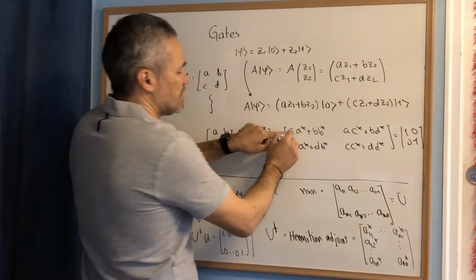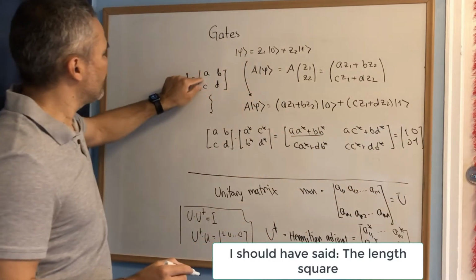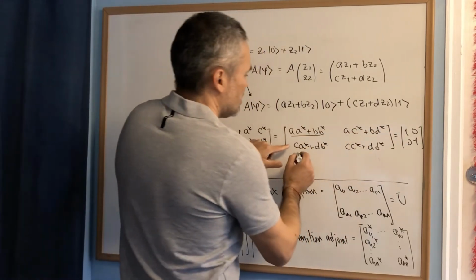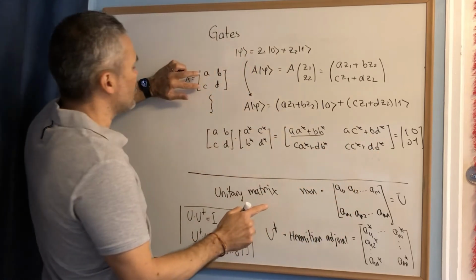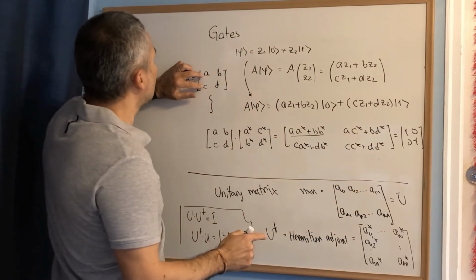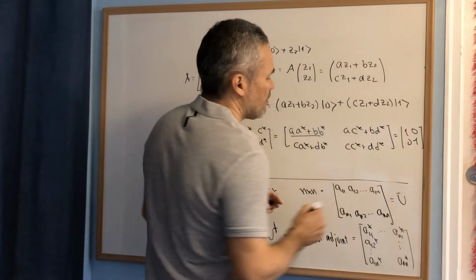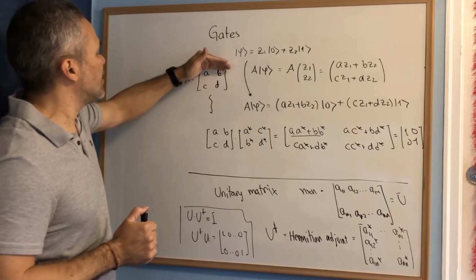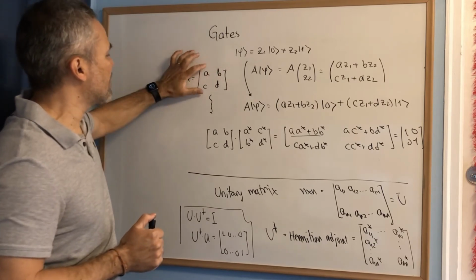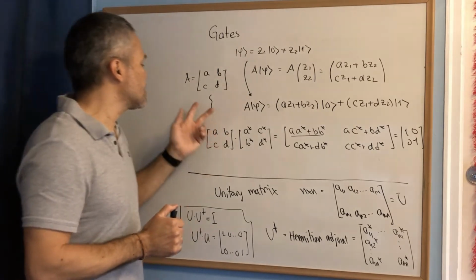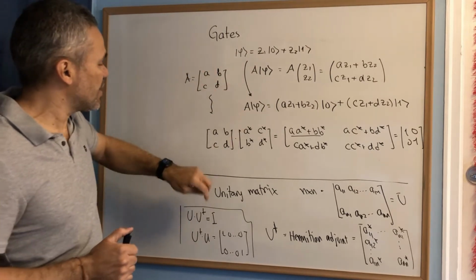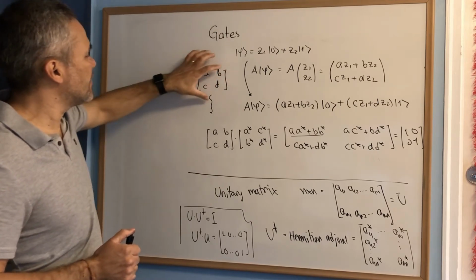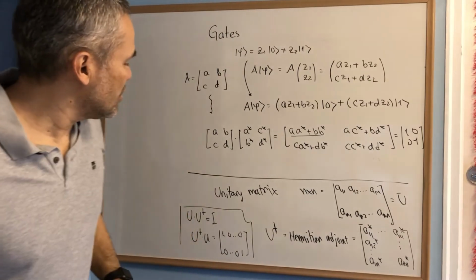But that means that this, which is the length of this row, must be 1, and this, which is the inner product of these two rows, must be 0. That means that a 2 by 2 matrix is a unitary matrix if each row has length 1 and the rows are perpendicular to each other. We can check that also. If we have a unitary matrix, then the columns must have length 1 and they must be perpendicular to each other.